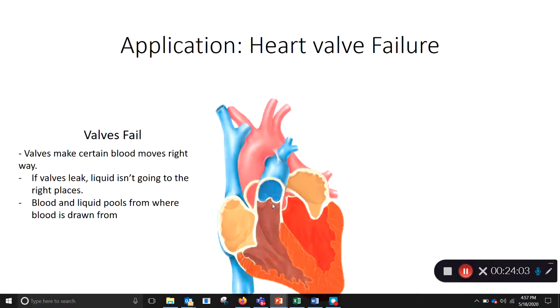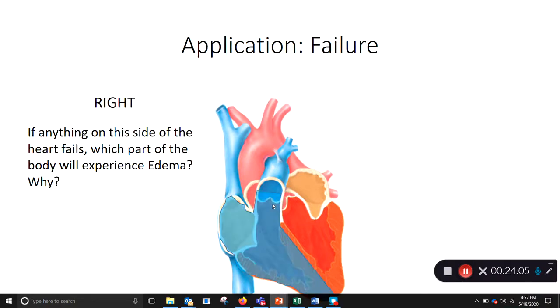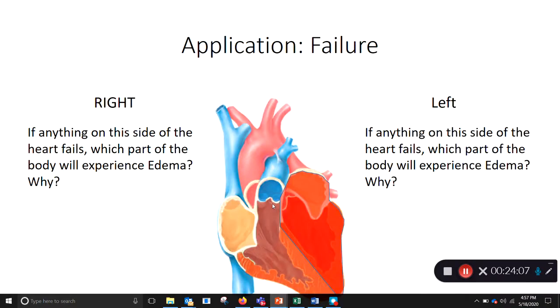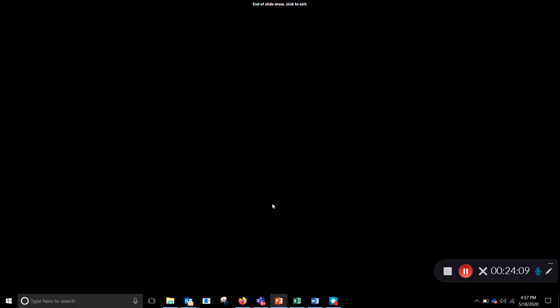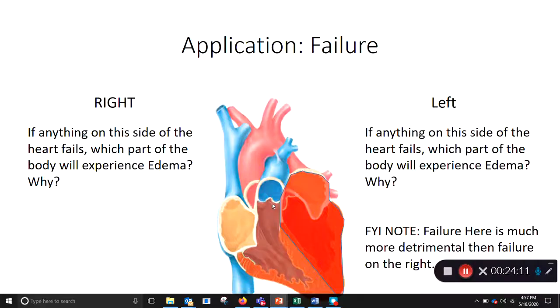Now, if you get valve failure, again, it's weak, and you start forming blood pools in the issues. If it's in the left, again, it's hitting your pulmonary circulation.